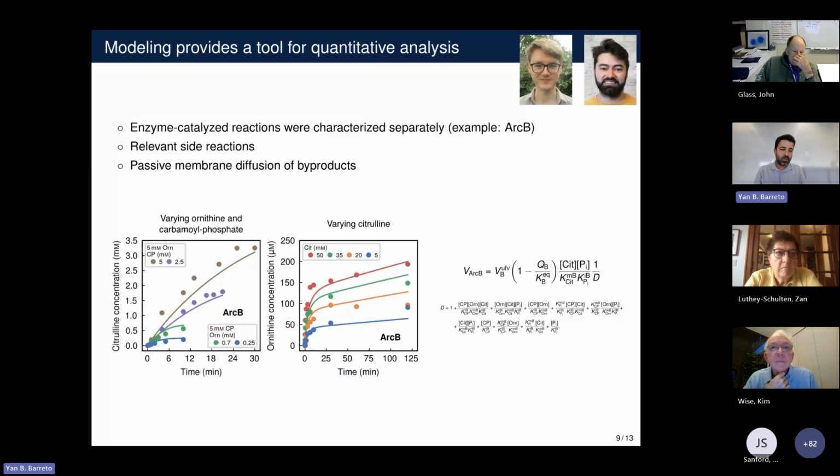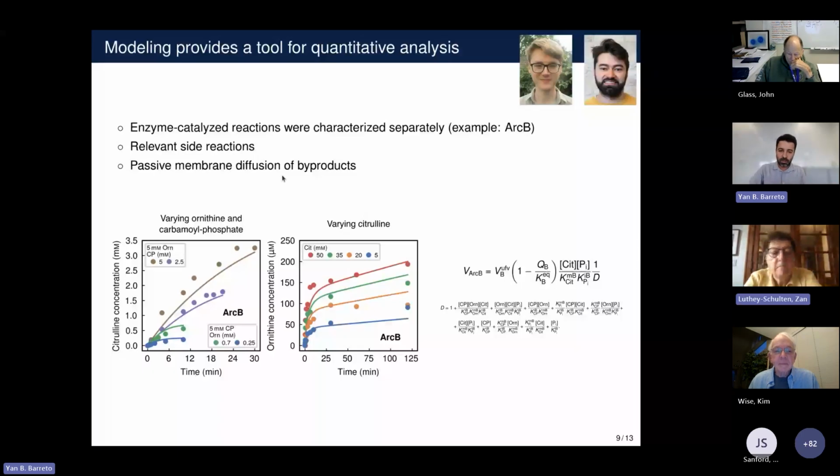After doing that, we also considered some relevant side reactions. For instance, we have a buffer inside the vesicles, and we dynamically consider the buffer species within the vesicles. We also consider other protonations that are relevant for our model. And then we finally consider the passive membrane diffusion of byproducts, such as ammonia and CO2, which are produced inside the vesicles, but they are toxic and they need to leave, and they leave by passive diffusion.